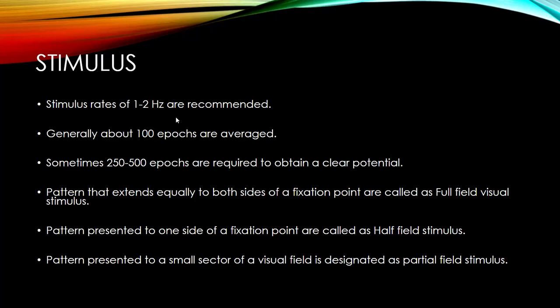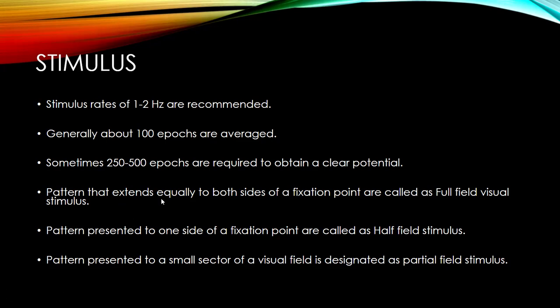In VEP, the epochs are a little different. One epoch is usually defined as the time duration from 15 milliseconds before the provision of a stimulus to about 200 milliseconds after the formation of the wave. So about 250 milliseconds constitute one epoch. Sometimes 250 to 500 epochs are required to obtain a clear potential.